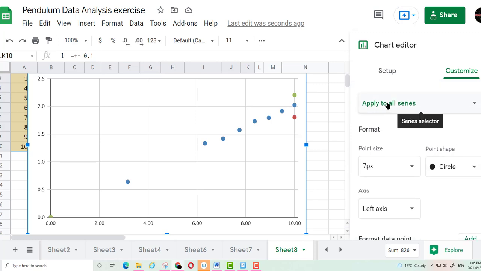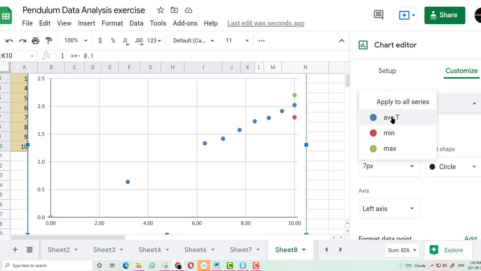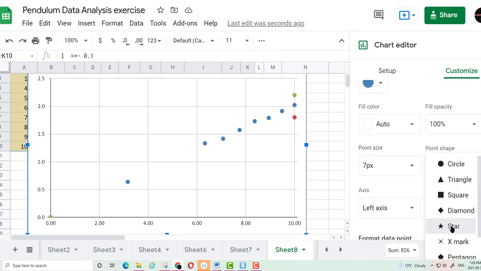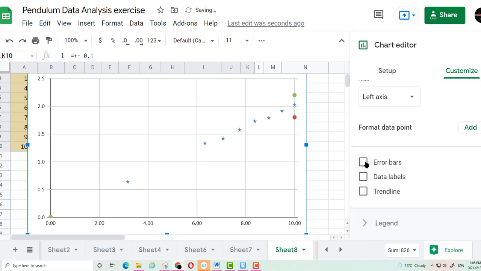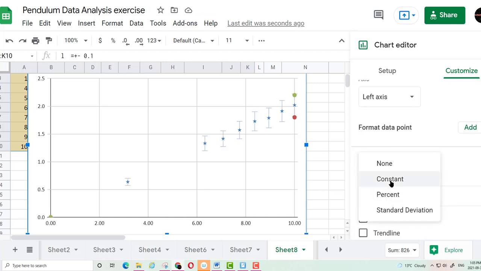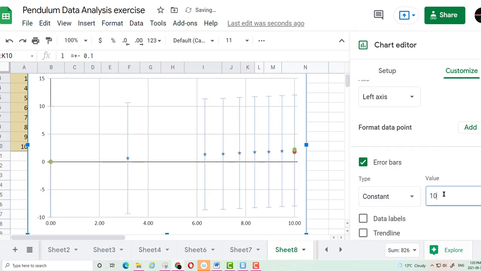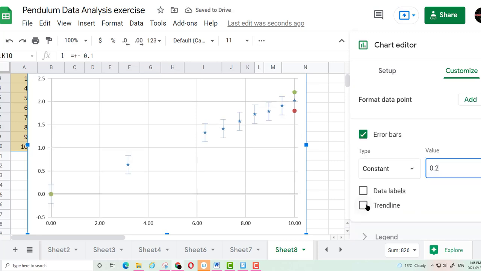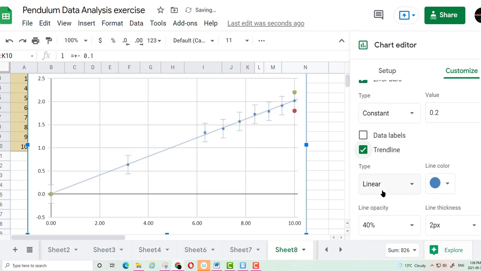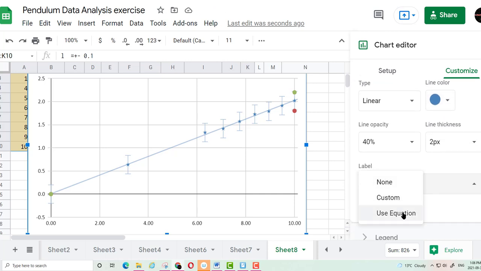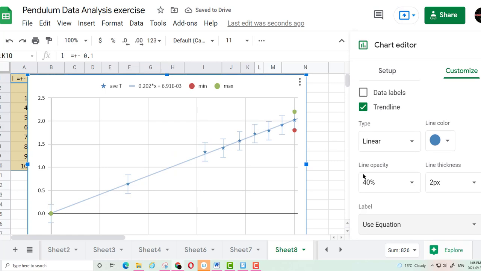and to my trend line, my average T line, I want stars, I want error bars, and if you'll recall, we changed that from 0.05 to 0.2. And I want to draw the trend line. It's going to be linear, and I want to label it with an equation.